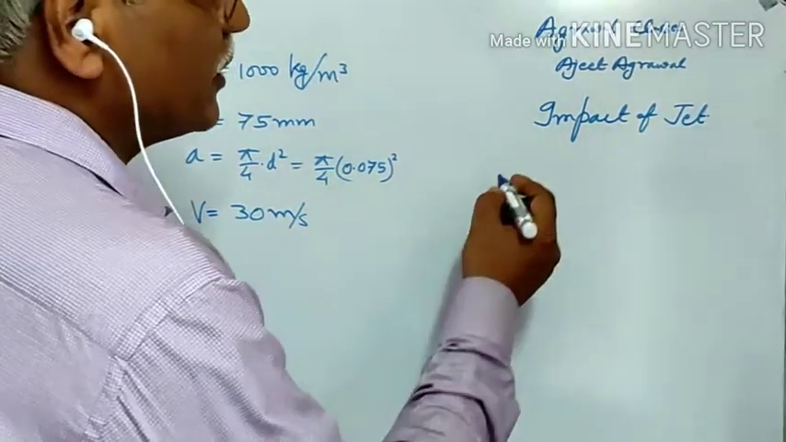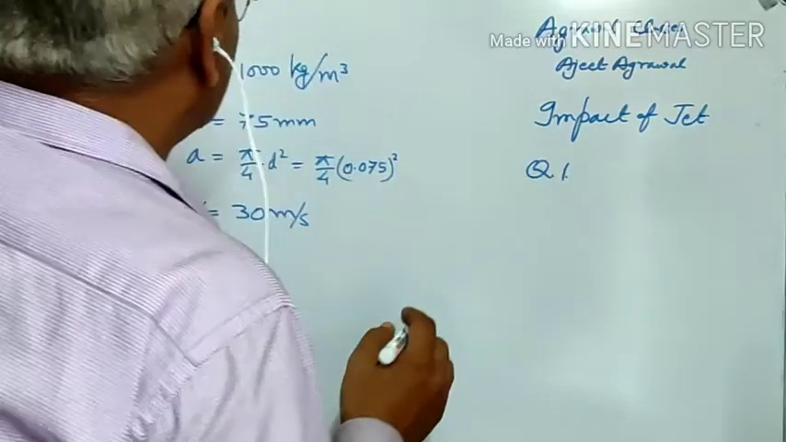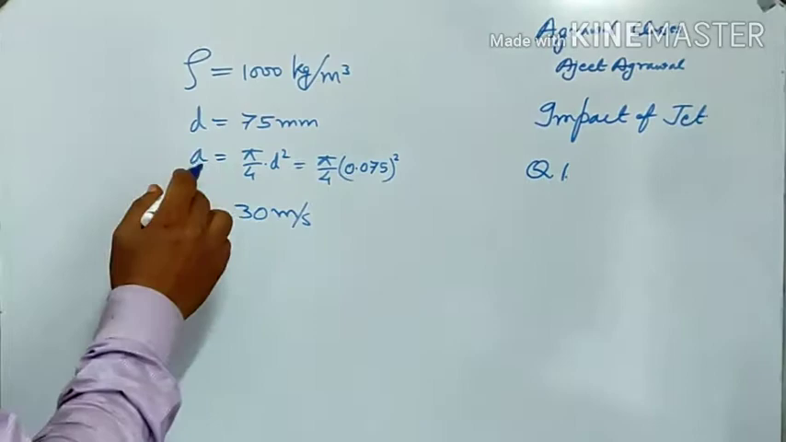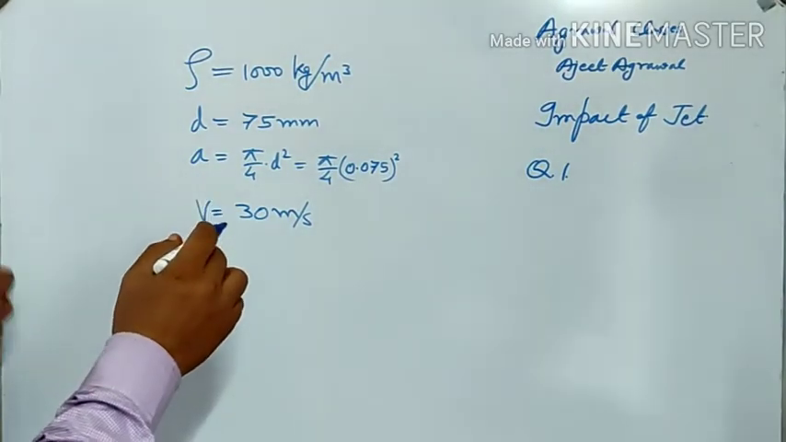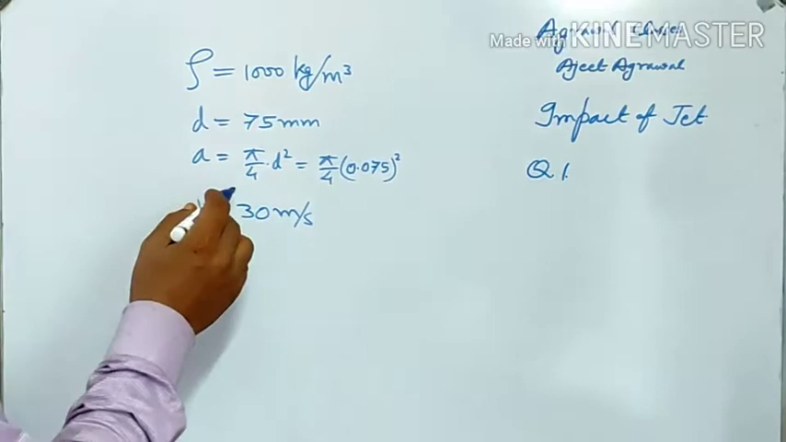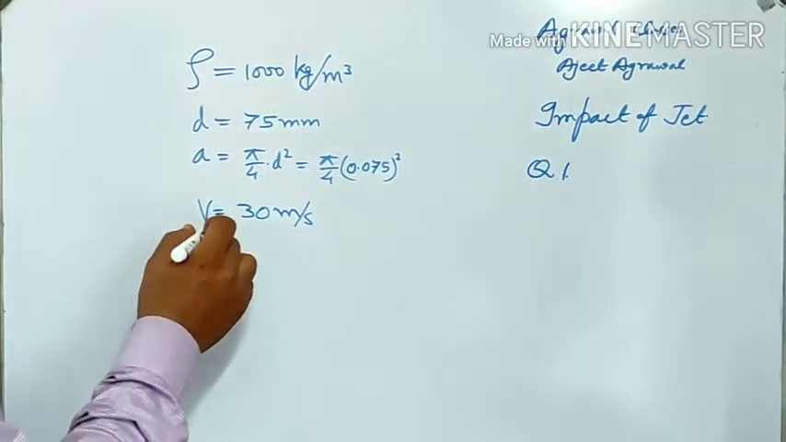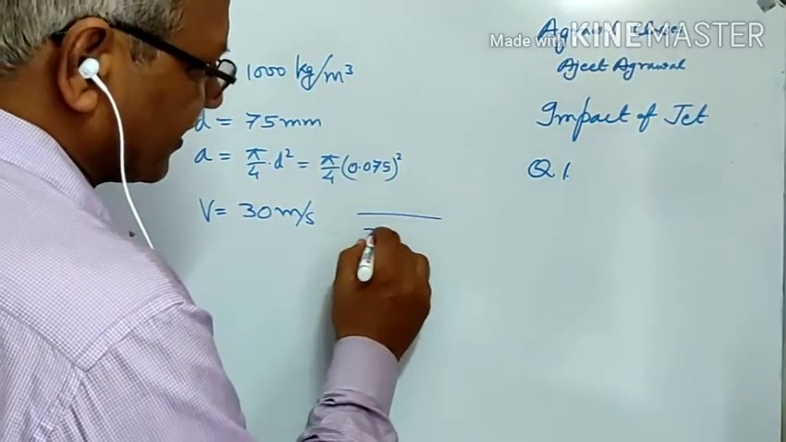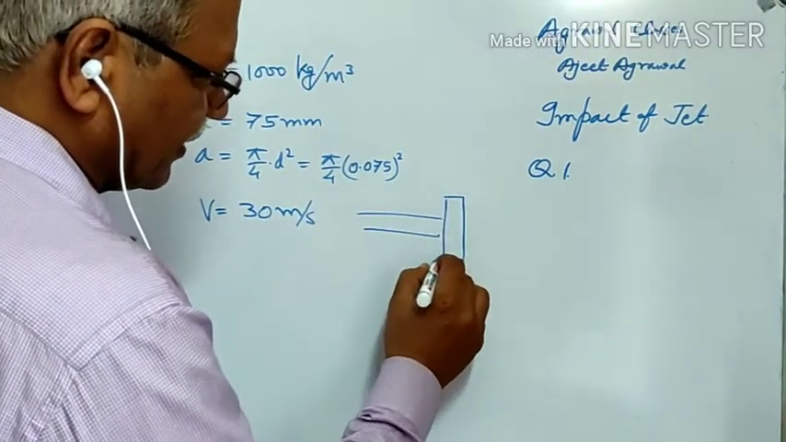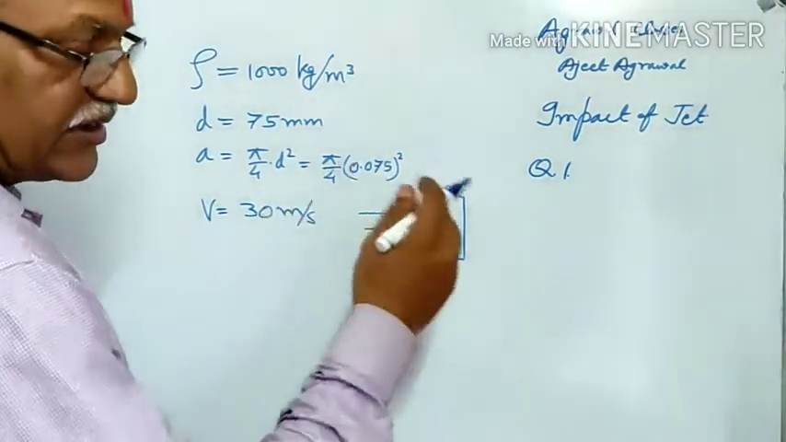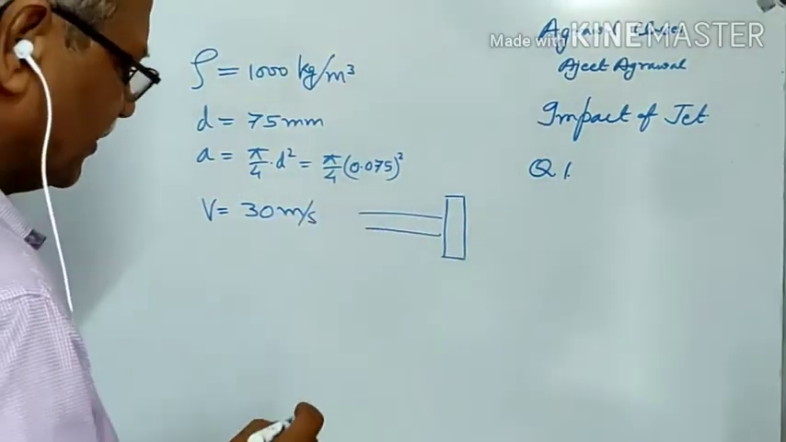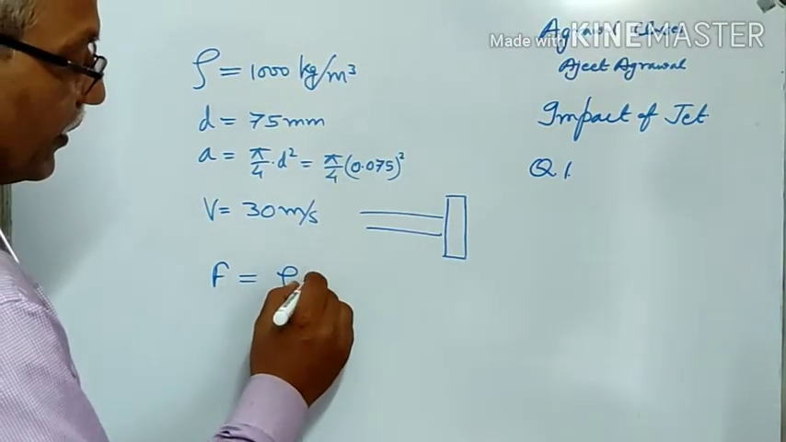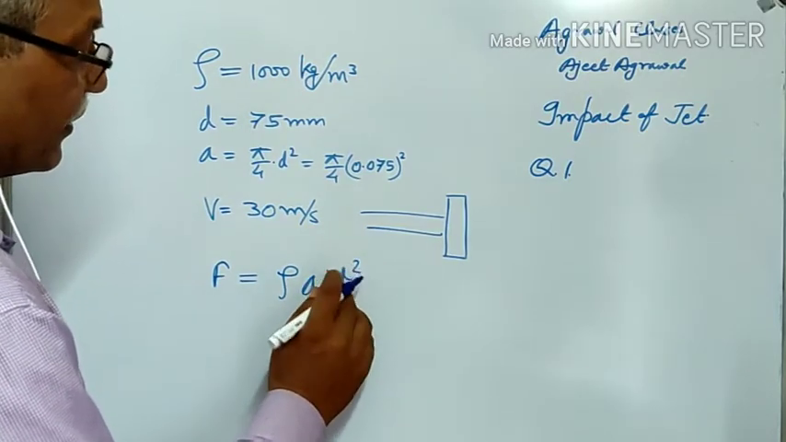So in question number 1, the water is given as the fluid. The diameter of the jet is given as 75 mm. So the area of the jet will be pi by 4 d square and velocity is given as 30 meter per second. As the jet is striking a plate perpendicular to the jet, the force is given as rho a v square.